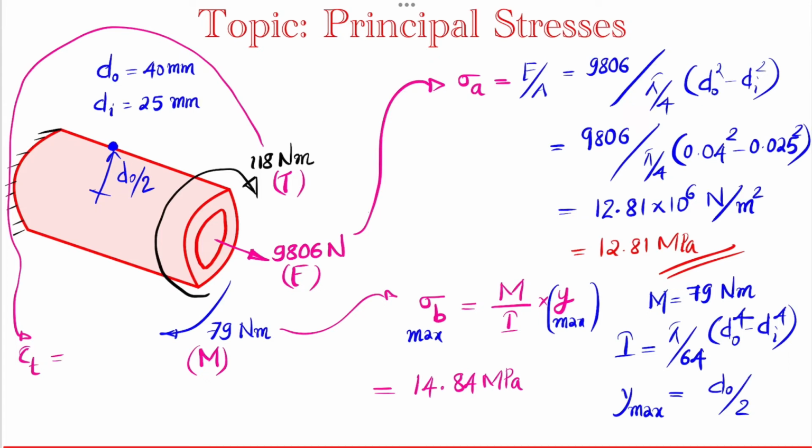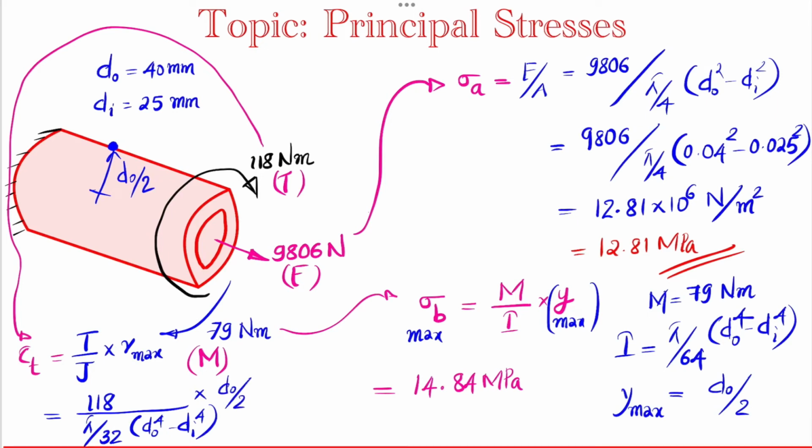So tau T equal to, instead of M, we have T by J into R, and we need to evaluate for R max, which is again outer diameter by 2. So I'll be substituting the torque value, 118 Newton meter in SI units, and the J value is pi by 32 into d outer raised to 4 minus d inner raised to 4, and R max is d outer by 2.